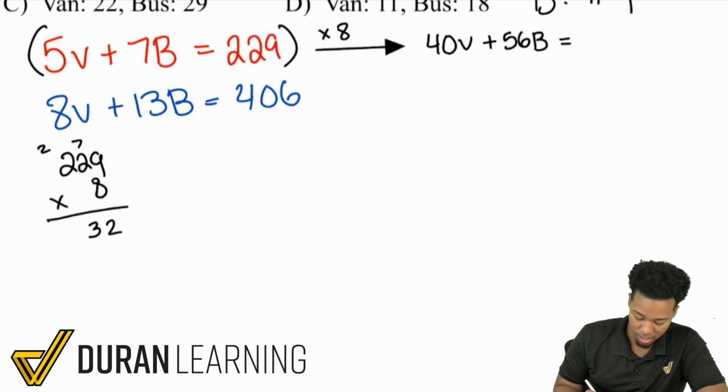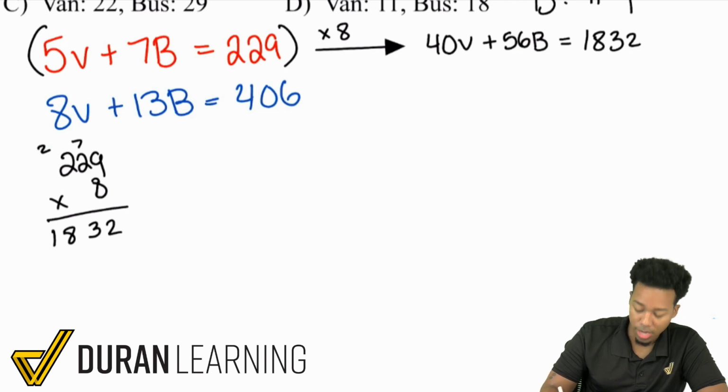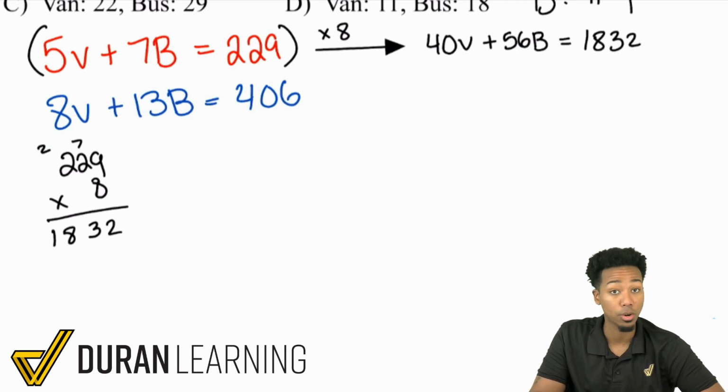2 times 8 is 16, then carry the 2, 1832. Boom, right there. So again, with a little bit of mental math, you could get that done in your head, or you can just take a quick second to multiply it out.